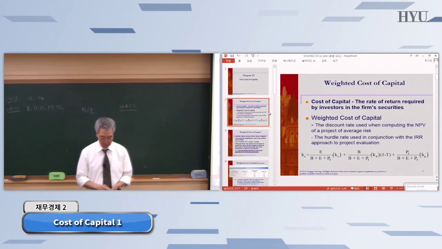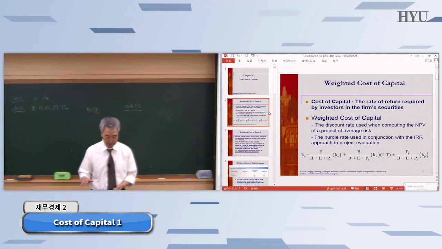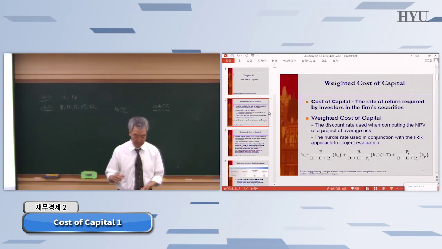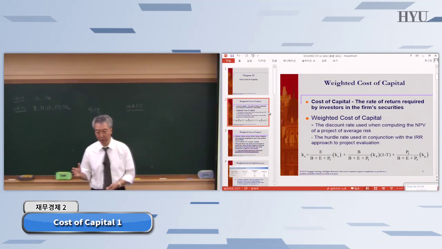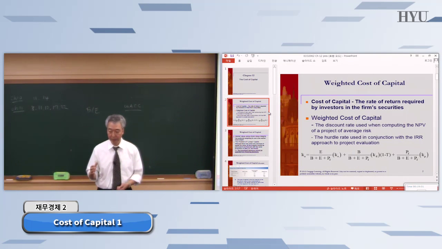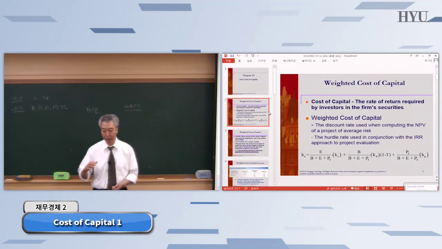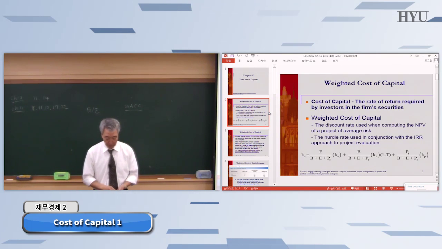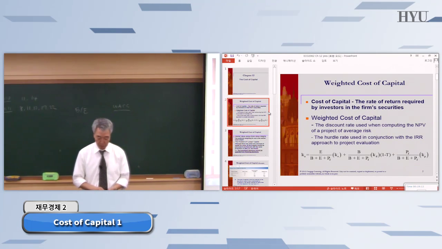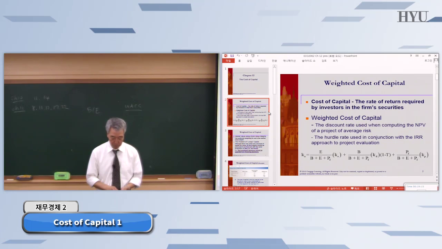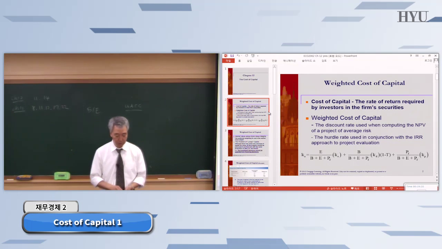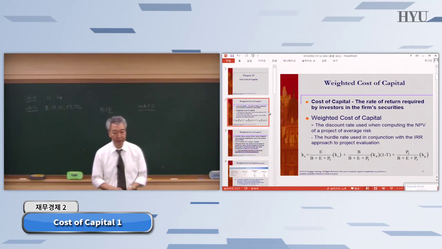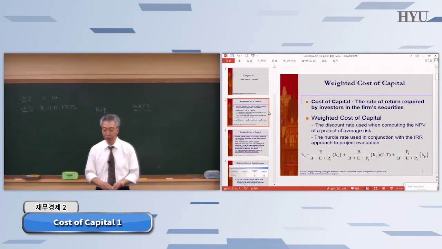So when the company has multiple projects, and they're going to use one single discount rate to evaluate all of them, it better be the right interest rate for the average risk project. Or you can say that it's the hurdle rate used in conjunction with the IRR approach to project evaluation. What is the IRR approach? The internal rate of return approach.